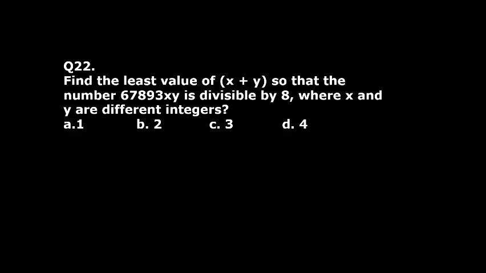What should be the least value of x and y so that this given number is divisible by 8? And x and y should be different integers. Do you know the rule of 8? What was the rule? For 4, the last 2 digits, and for 8, the last 3 digits, right? So we have to see the last 3 digits. It is given that it is divisible by 8. Now I want to know the least value of x plus y, right?